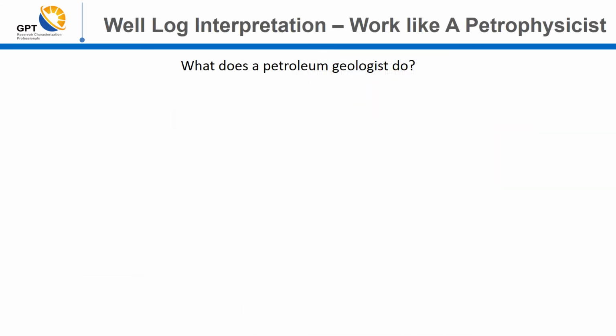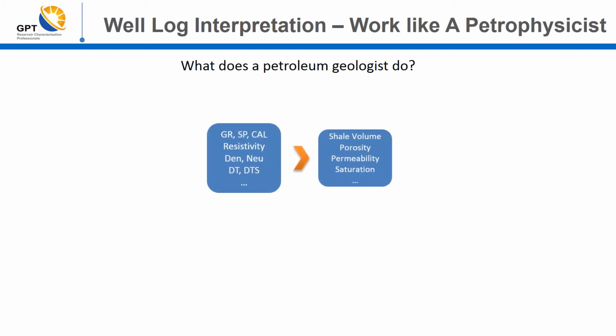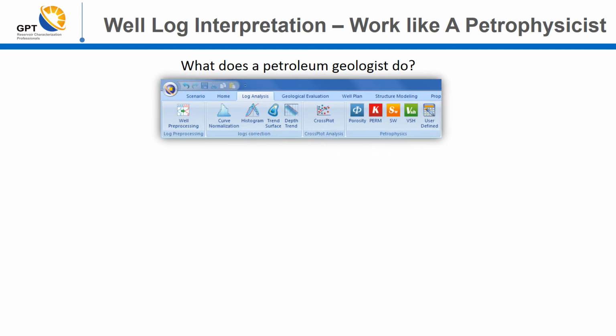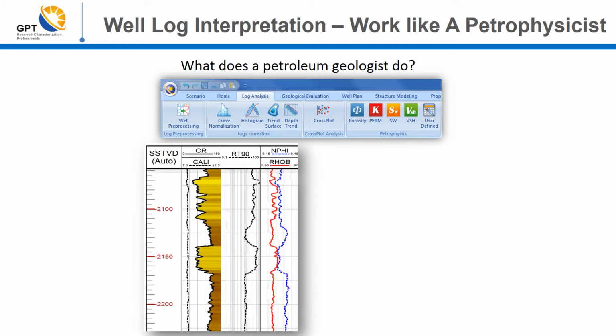When we make GES, the one question we keep asking ourselves is, what does a petroleum geologist do? If we start with the raw well data, how do we get to properties such as porosity, saturation, shale volume? Well, in GES, we provide you with the log analysis module. Starting from left to right, you can edit your data, do the log processing, and then normalize your well logs. And once you're satisfied with the quality of your well logs, you can go ahead and pick the petrophysical models to calculate your petrophysical properties.